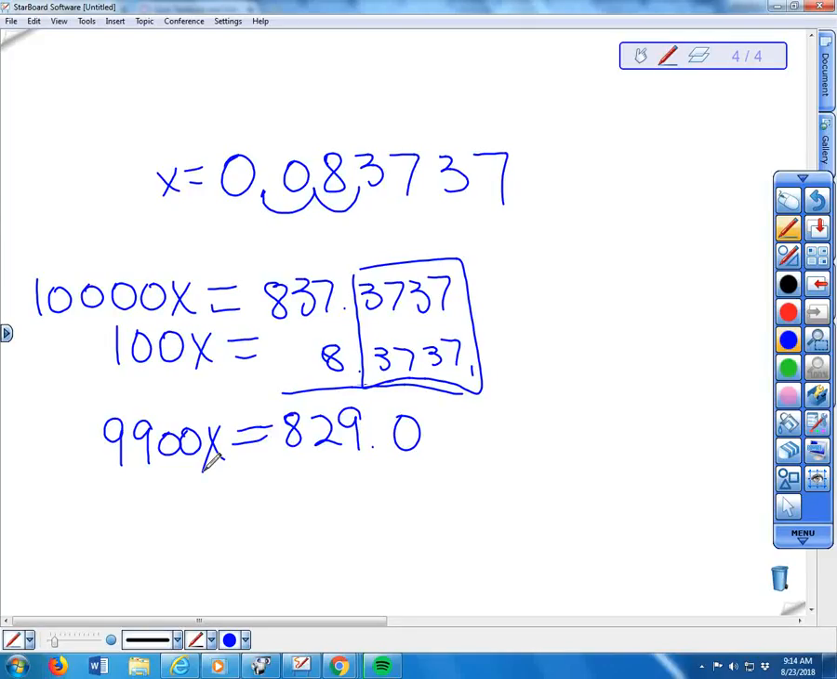Now, we're going to divide 829 by 9,900. What do you get? I did something wrong then. It's correct? Yeah. Okay. So this answer would be 829 over 9,900. And then again, simplify if you can.